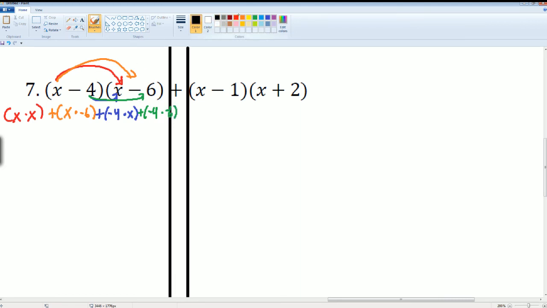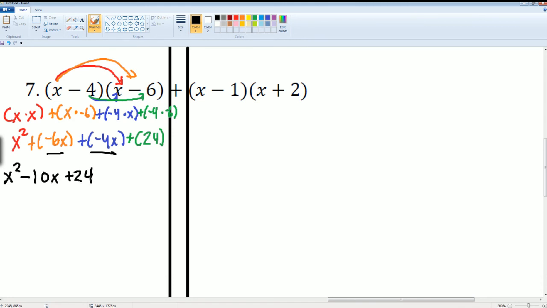Right? So x times x becomes x squared. Negative 6 times x is just negative 6x. Negative 4 times x is negative 4x. And negative 4 times negative 6 is positive 24. Okay? These two are like terms. So I have x squared, negative 6x plus negative 4x becomes negative 10x, plus 24. Okay? Same process as here.